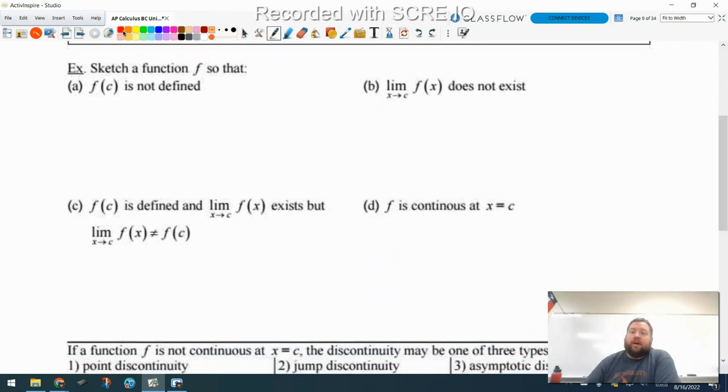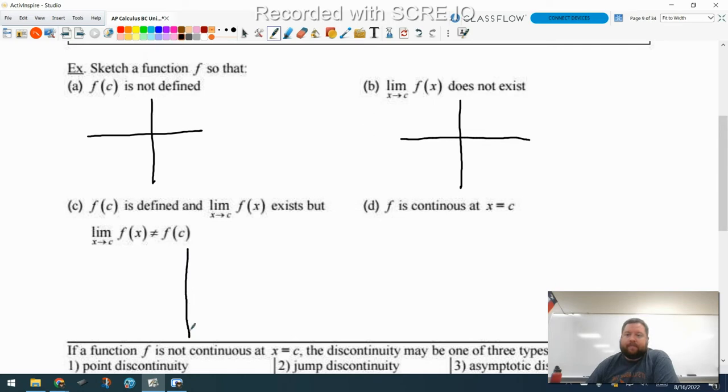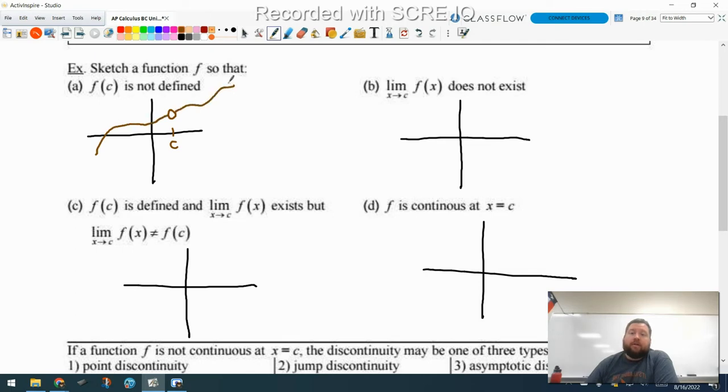Okay, so rule number one, f of c is not defined. All right, so I'm going to just draw my xy axis for all of these. All right, so an example of f of c being not defined would be like if there's an open circle there. And then you have a function that may or may not go to that circle. All right, you could also have an asymptote instead. So I'm going to draw an asymptote in here. So that's a possibility as well.